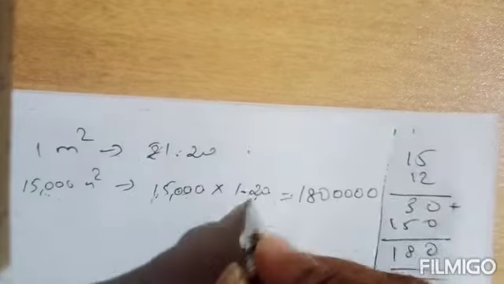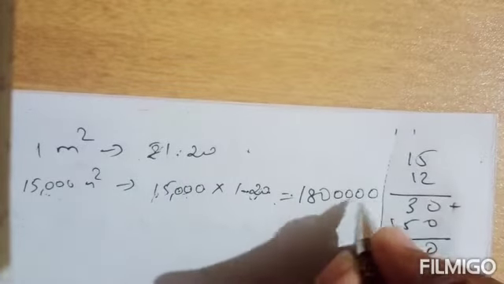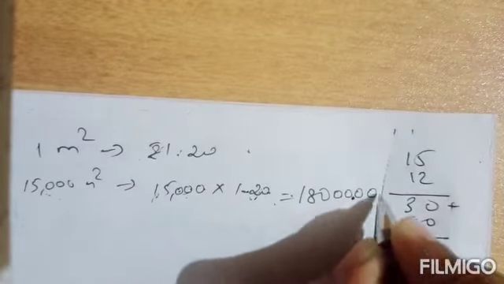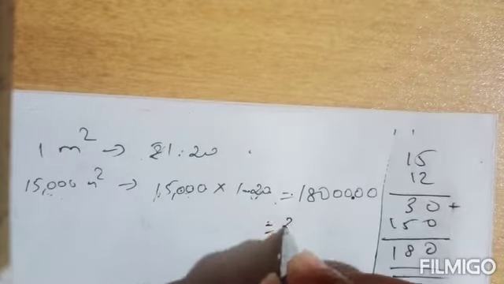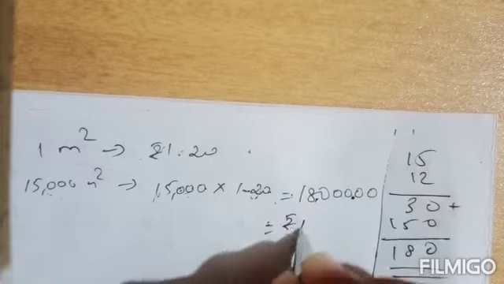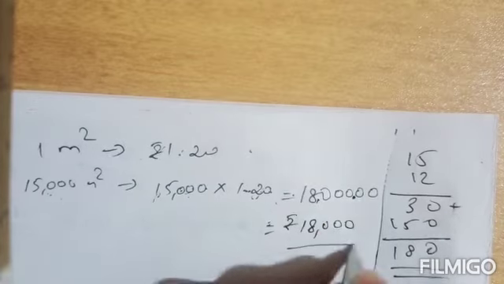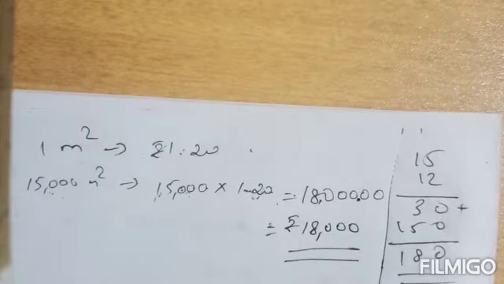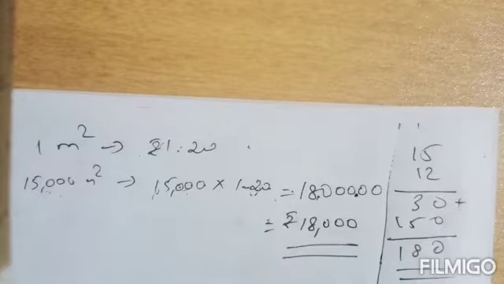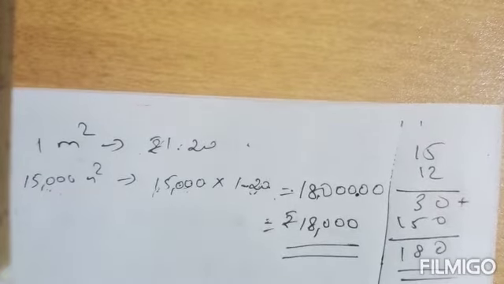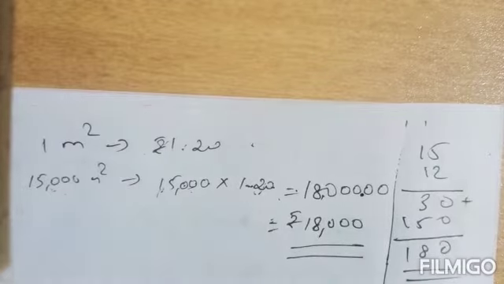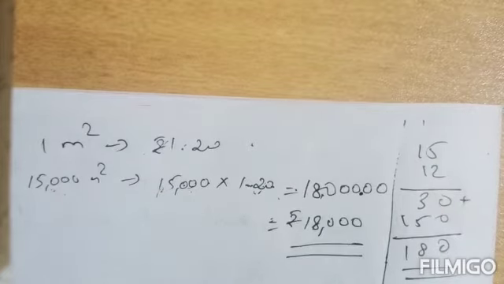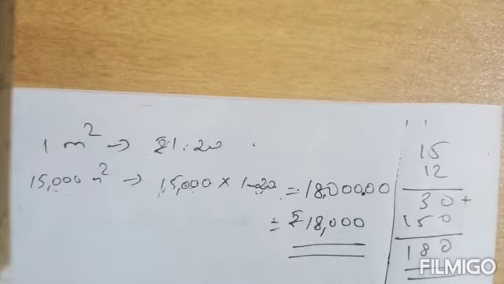Okay, now after decimal point 2 digits are coming. So here also after decimal point 2 digits should come. So here will be the decimal point. Now the answer will be rupees 18,000. Okay, so this will be the cost of plowing the field at the rate of rupees 1.20 per square meter or meter square. Okay, so our chapter is over. 17 and 18 not needed, those two questions.